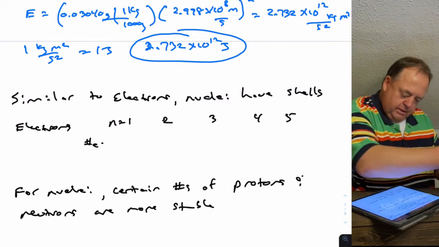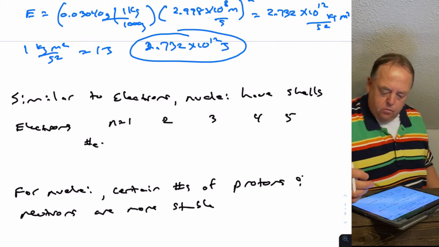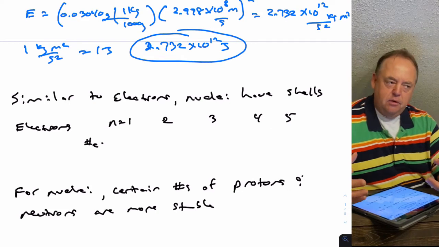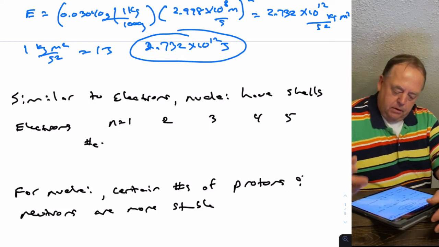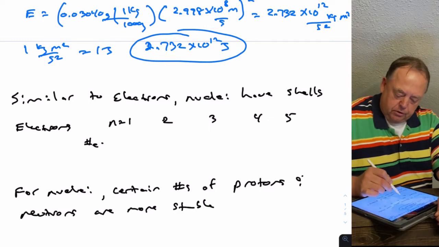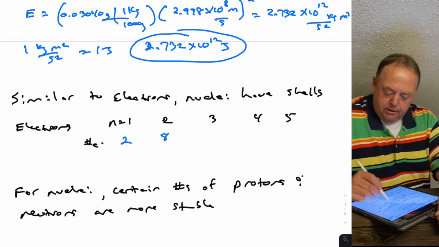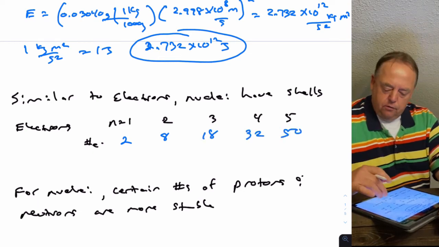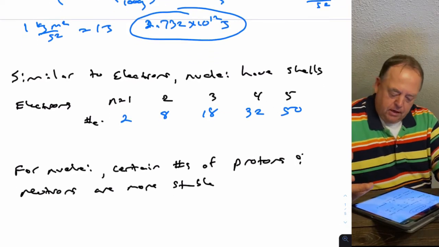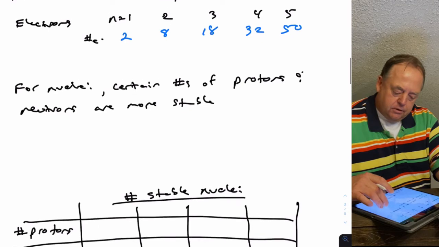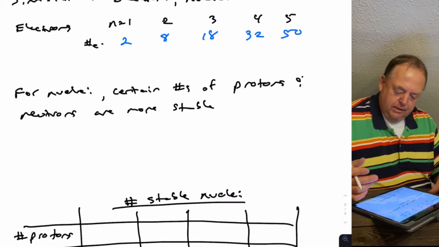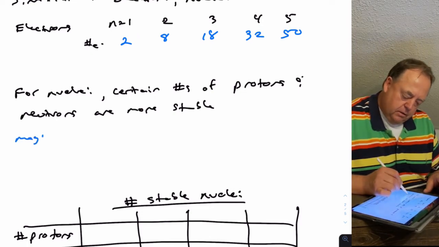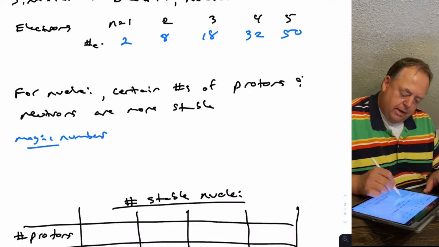Okay, so similar to electrons, as you know from Gen Chem 1, electrons exist in shells about the nucleus, and there are certain numbers of electrons that are very stable, like in the noble gases. The first shell can have 2 electrons, the second shell can have 8 electrons, the third can have 18, and then 32 and 50 electrons and so forth. The same is true for nuclei. Protons and neutrons exist in shells within the nucleus. So there are certain numbers of protons and neutrons that are stable. It's what's called the magic numbers.